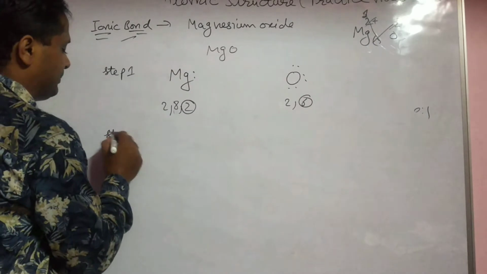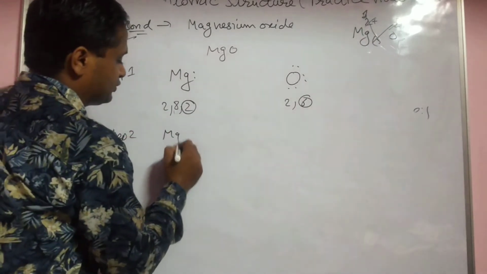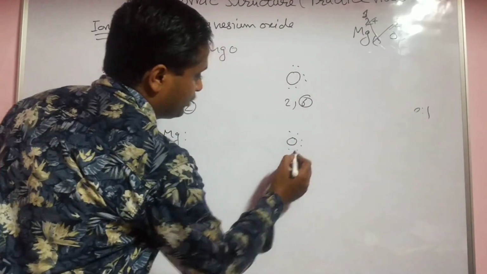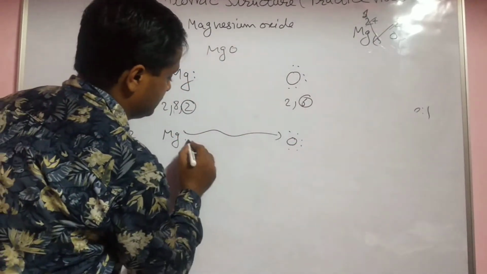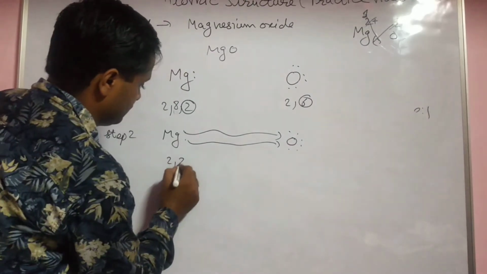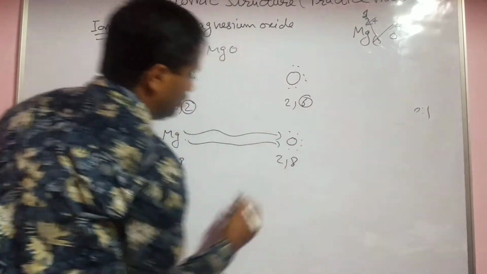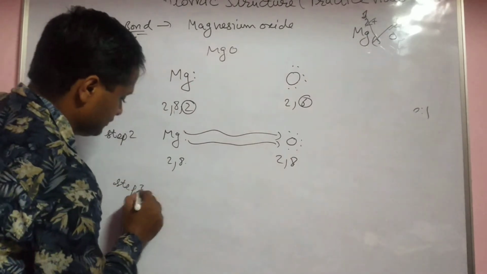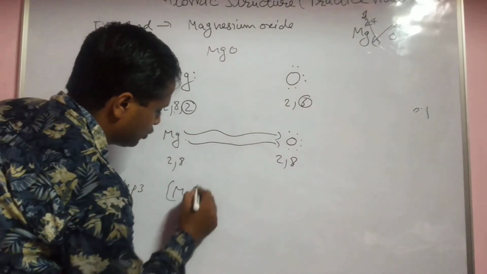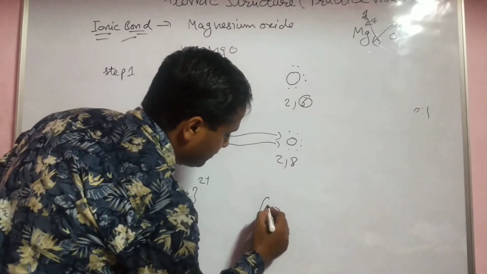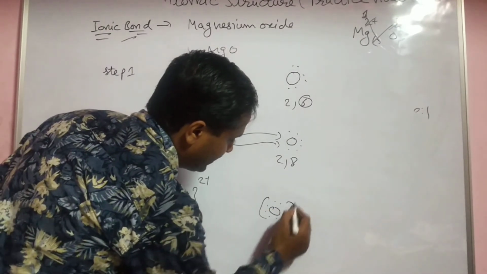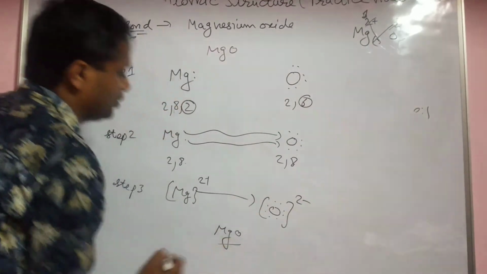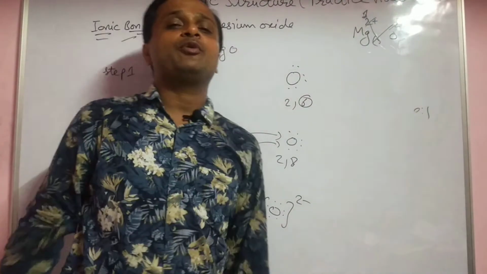In the second step, you transfer the 2 electrons, because magnesium wants to lose 2 and oxygen wants to gain 2. It becomes 2 8 8, it becomes 2 8. Both are stable. And in the last step, the charge will come on the magnesium, 2 positive, and oxygen also becomes 2 negative. So attraction between them forms MgO. So these are ionic bonds.